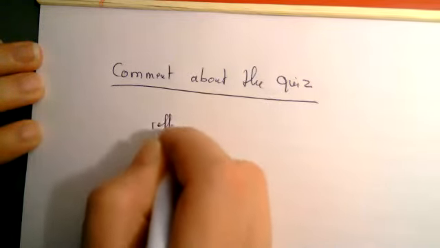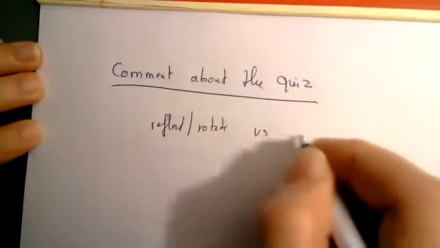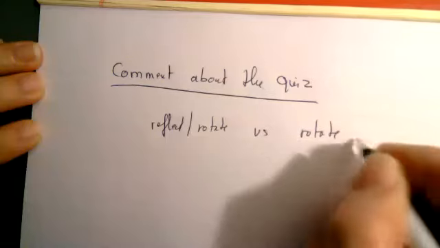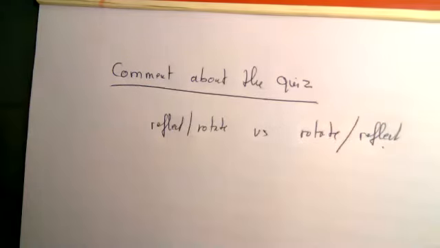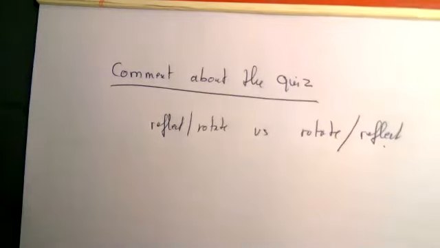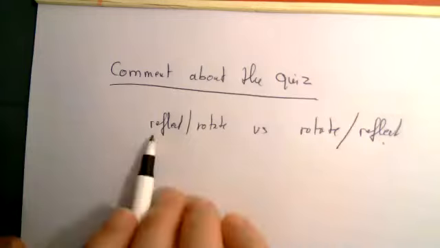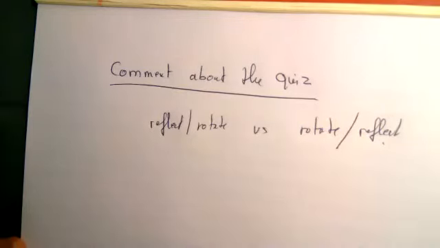So there is the idea of reflect, rotate versus rotate, reflect. It's really one of the questions on your quiz. Now, my question to you is, if you reflect, then you rotate, is it the same thing as rotating and then reflecting geometrically? Are those two transformations the same? I mean, do they give you the same output?